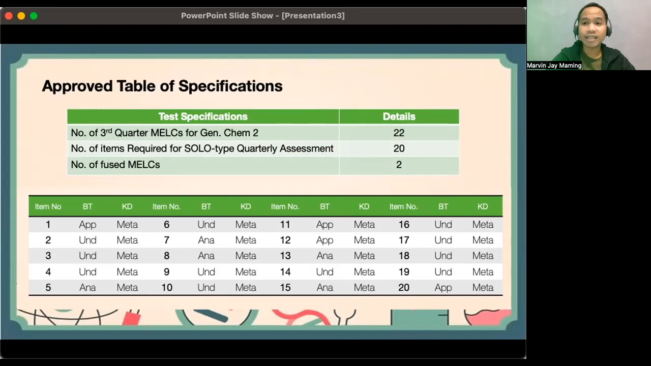For the 20 items, the questions fall either under the understanding, application, and analysis level of the Bloom's taxonomy, but all the items from 1 to 20 fall under the metacognitive in the knowledge dimension.